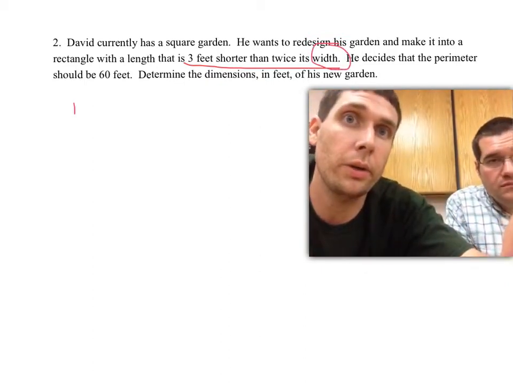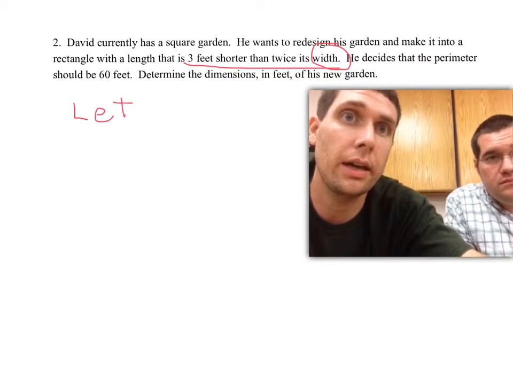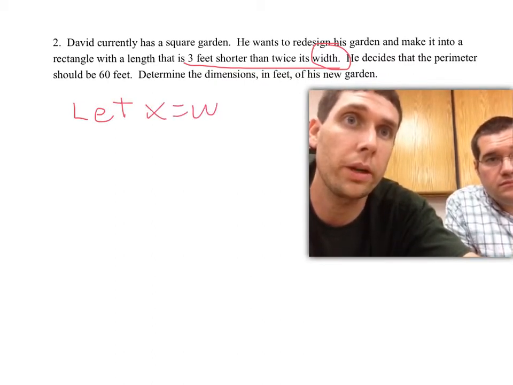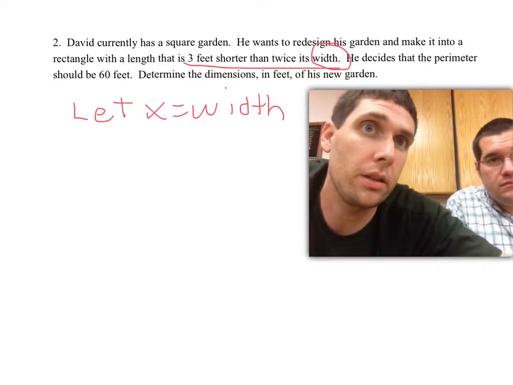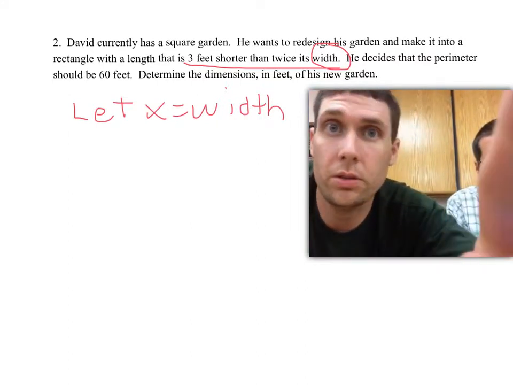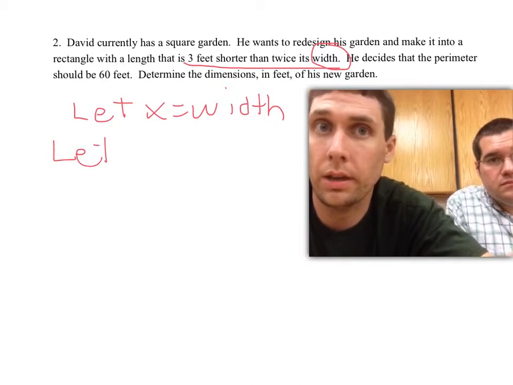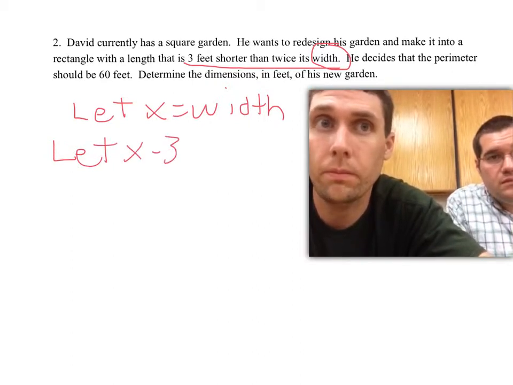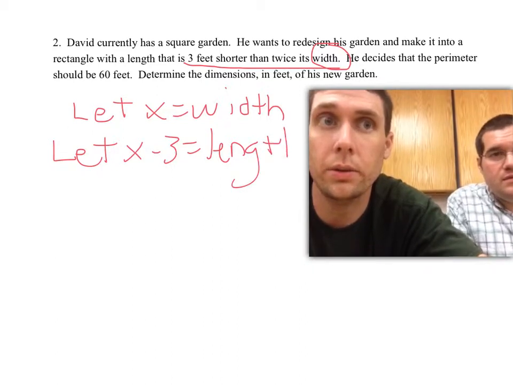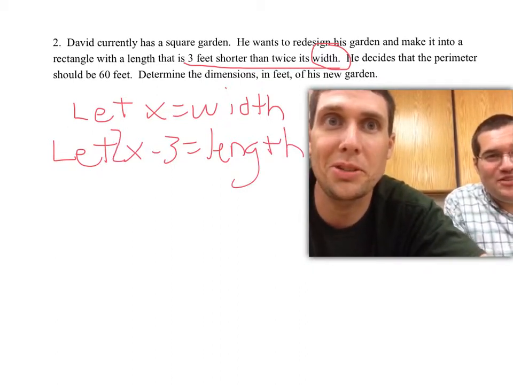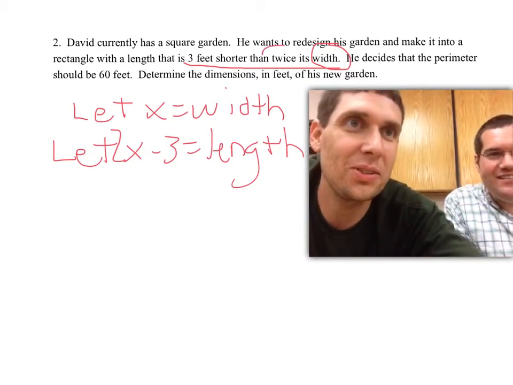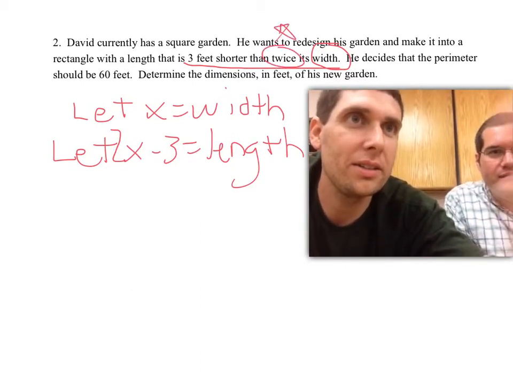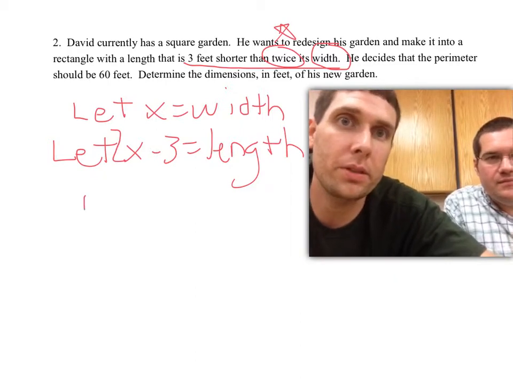So I'm going to start right off by saying let x equal the width, and then use the comparison. The length is 3 feet shorter than that, so 3 feet shorter than x would be x minus 3, and that will be my length. But it says twice. It does say twice, Mr. Wells. So you want to make sure that you multiply that 2x. It'd be 2x minus 3. Twice, we'll point that out. 2x minus 3.